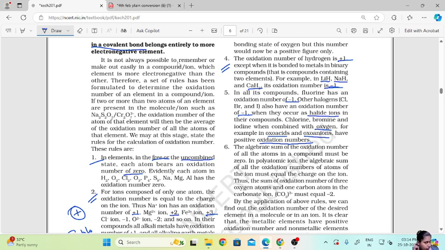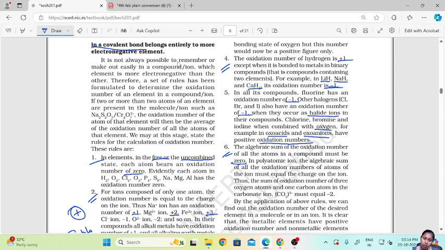Now the last rule is that the algebraic sum of the oxidation numbers of all the atoms in a compound must be 0. So overall, the net oxidation number, the sum of the oxidation numbers of all atoms in a compound, must be 0. It should always have a 0 value when you calculate it.